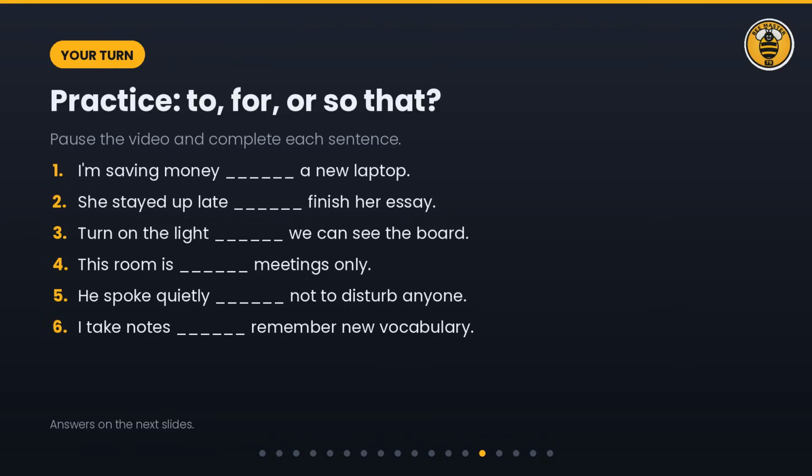Time to practice. I will read 6 sentences, each with a gap. Pause the video, write your answers down, and then play again to check. Number 1. I am saving money, blank, a new laptop. Number 2. She stayed up late, blank, finish her essay. Number 3. Turn on the light, blank, we can see the board. Number 4. This room is blank, meetings only. Number 5. He spoke quietly, blank, not to disturb anyone. And number 6. I take notes, blank, remember new vocabulary. Pause the video now and take your time.